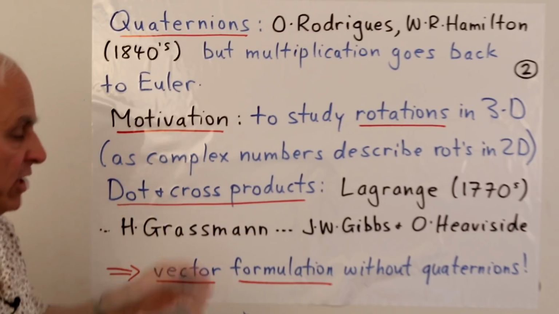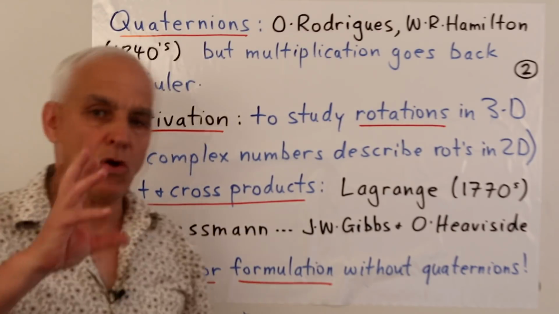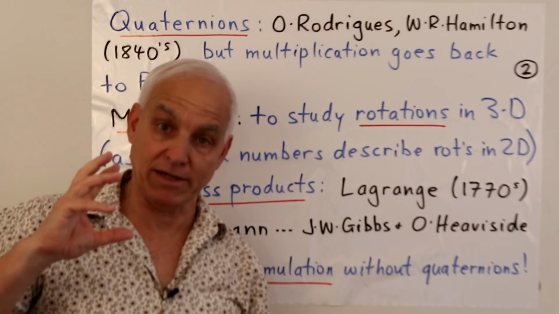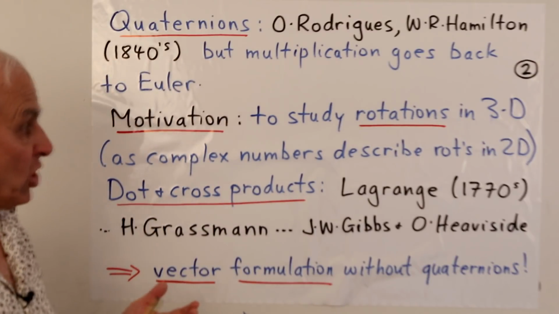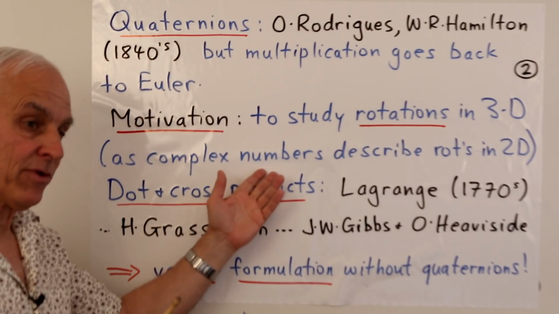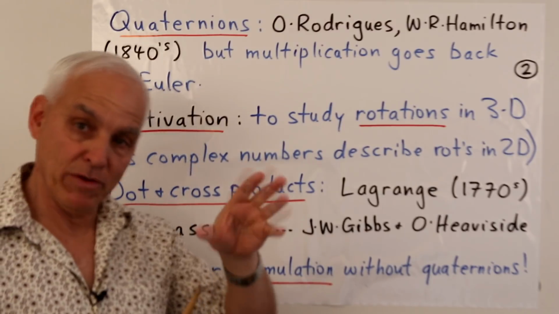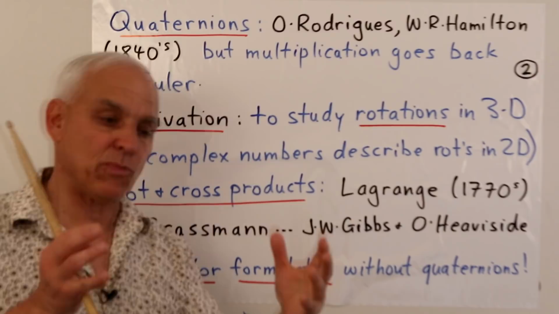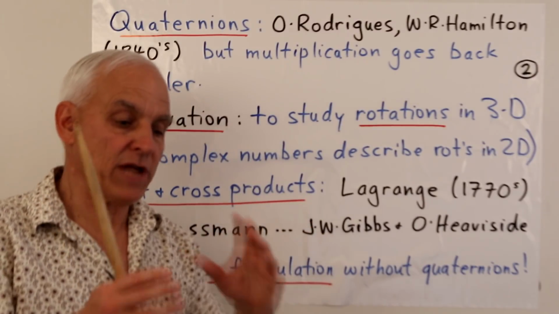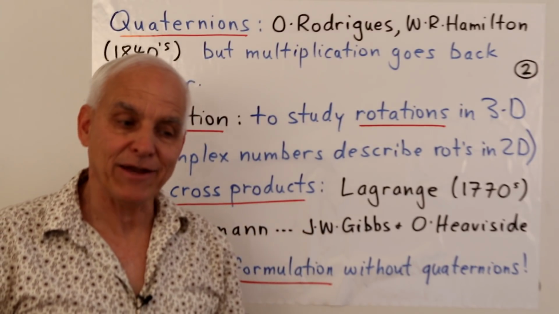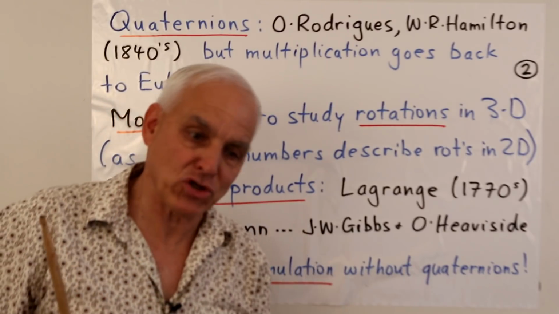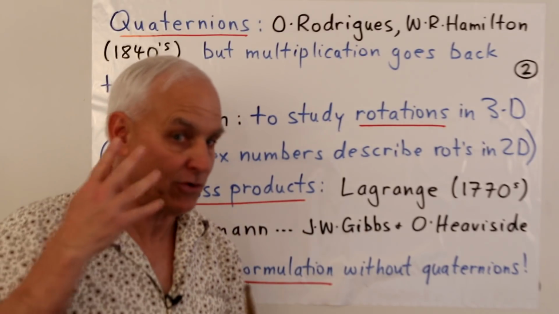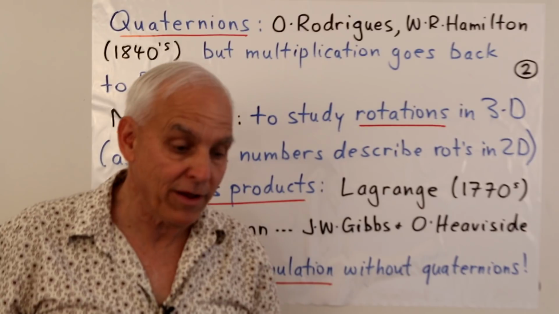And part of the motivation was to study rotations in 3-dimensional space, much like complex numbers describe rotations in 2-dimensional space very handily. So Hamilton was looking at an algebraic structure that controls rotations in 3-dimensional space. And originally he was trying to look for a 3-dimensional algebra, but ultimately he realized you had to go to a 4-dimensional algebra to do it.